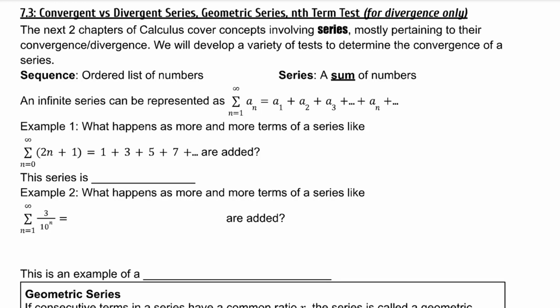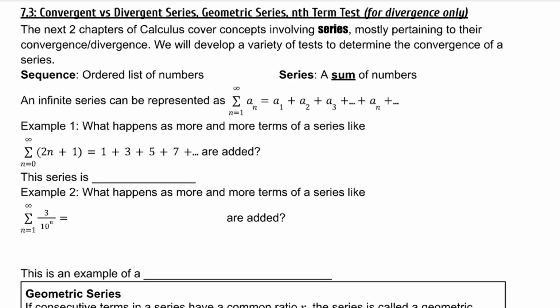For example 1, what happens as more and more terms of a series like 2n plus 1 are added? 2n plus 1 from 0 to infinity starts off with the first term 1, 3, 5, 7, so it looks like all odd numbers. If you added up all the odd numbers that existed up to infinity, then your sum would be infinite. When the sum of a series is infinite, then that series is said to diverge, or to be divergent.